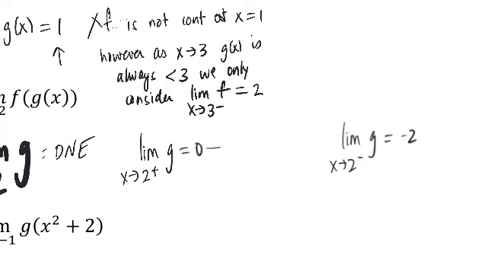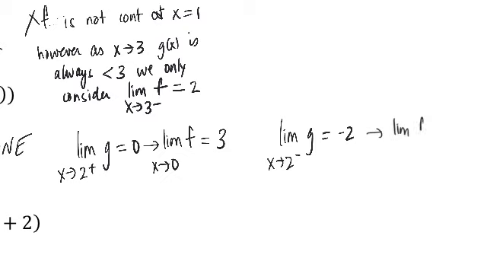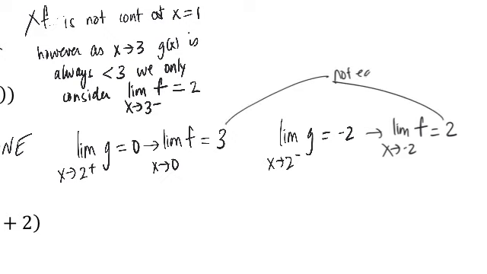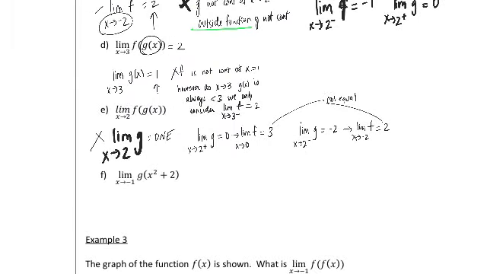And then you're going to take those numbers and look at the limit of f at those numbers, right? And so the limit of f as x approaches 0 is 3. And the limit of f as x approaches negative 2 is 2. So these two answers are not the same. This and this, right? Not equal, right? So in other words, this overall limit is a DNE, right?